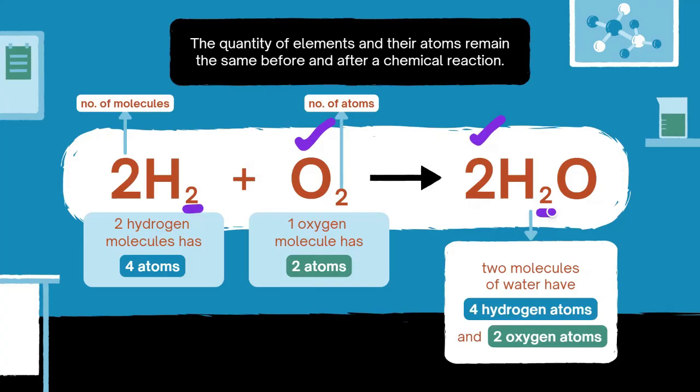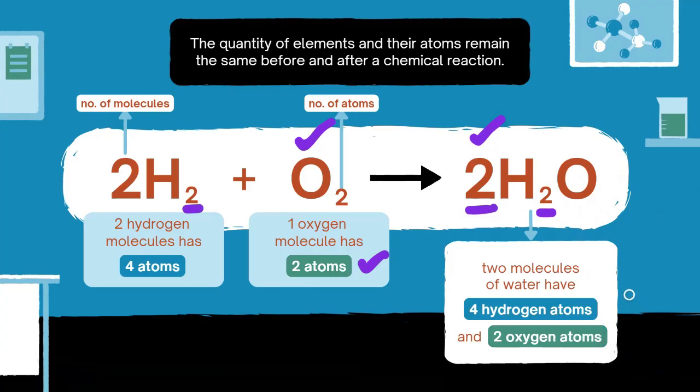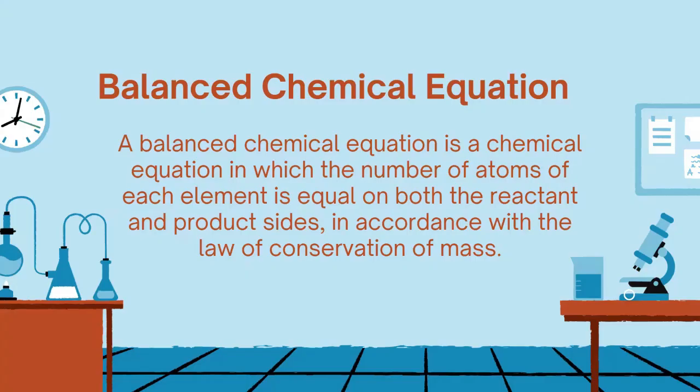Okay. Now let's see for oxygen. In reactant side, we have only two atoms. Let's check at the product side. In product, there is one atom of oxygen in one molecule of water. But we have two molecules of water. So that means we have two oxygen atoms, right? So two on both sides. So here the quantity of each element and their atoms remain the same before and after the chemical reaction. So students, this is a balanced chemical equation.